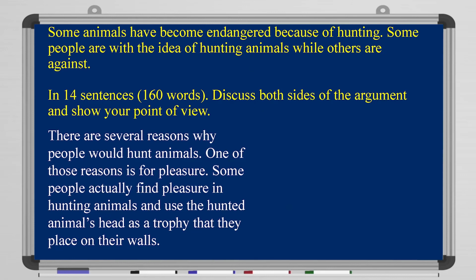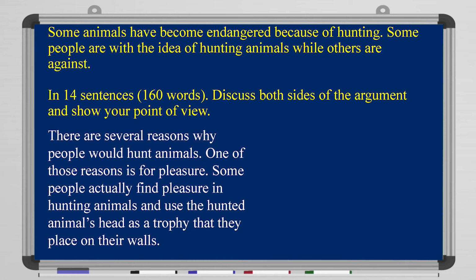There are several reasons why people would hunt animals. One of those reasons is for pleasure. Some people actually find pleasure in hunting animals, and use the hunted animals' heads as trophies and place them on their walls.